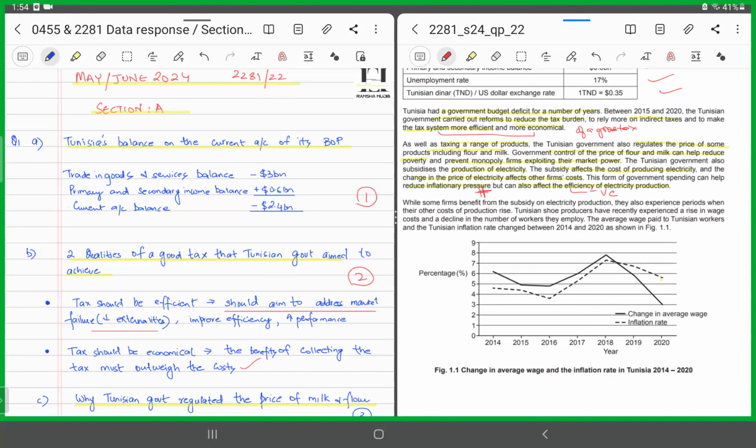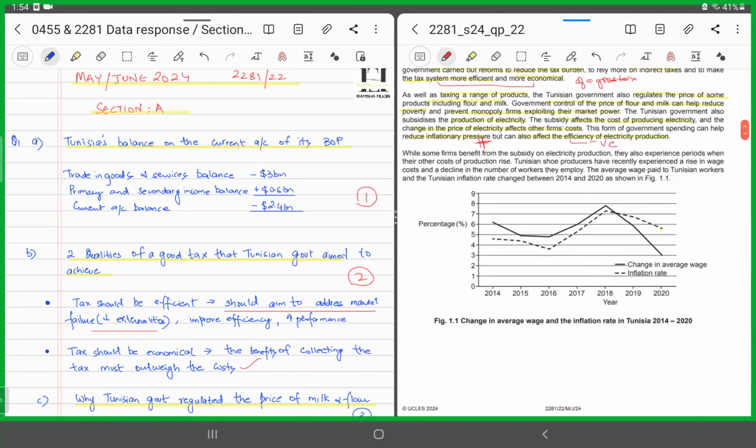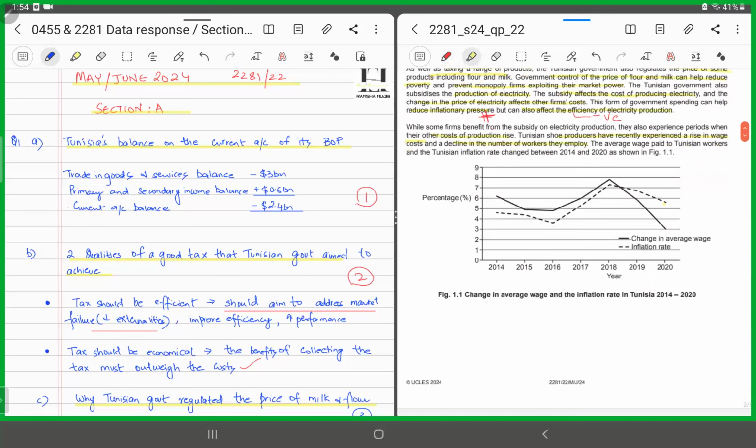While some benefit from the subsidy on electricity production, they also experience periods when their cost of production rose. Tunisian shoe producers have recently experienced a rise in wage costs and a decline in the number of workers they employ. So now what has recently happened is that the Tunisian shoe producers have experienced a rise in their wage costs. So they have laid off workers, and the average wage paid to Tunisian workers and the Tunisian inflation rate changed between 2014 and 2020.